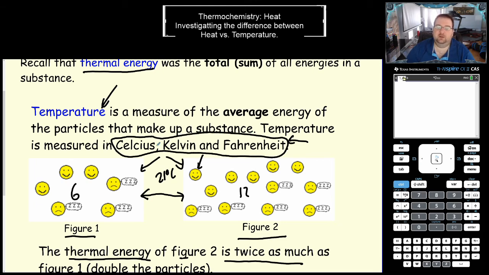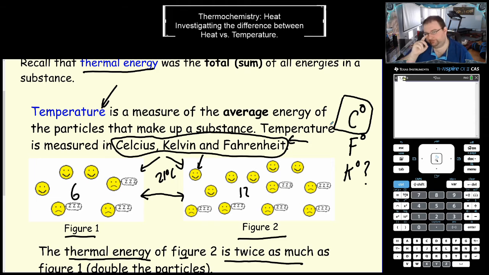Now, if you're a Canadian, which one do you use? Celsius. If you're an American, which one do you use? Fahrenheit. Who uses Kelvin? Scientists, like you. Scientists use Kelvin. Let's talk about the one we're probably most familiar with, Celsius.